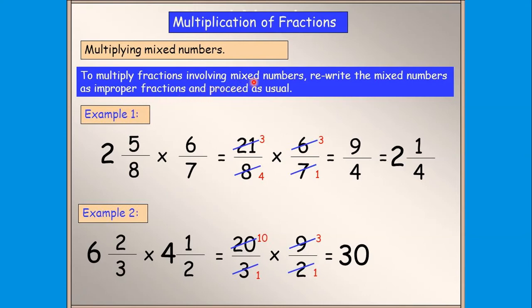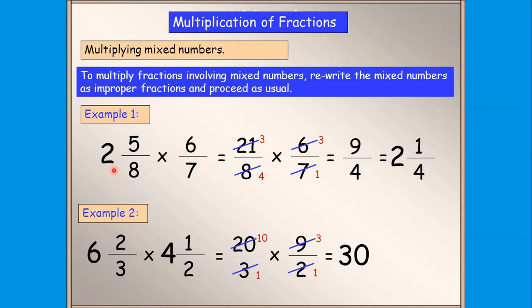To multiply fractions involving a mixed number, what you will do, rewrite the mixed number as improper and then proceed as usual. What we did in the previous slides, the same we will do. Here you can see two different examples. First example says how to multiply a mixed number with a simple fraction. Second, how to multiply when both the fractions are mixed. So 2 and 5 by 8 multiplied by 6 by 7.